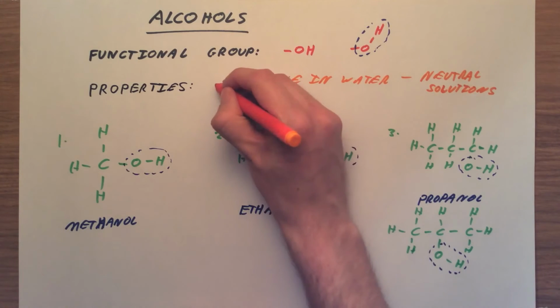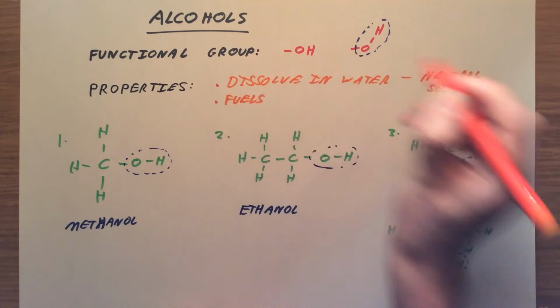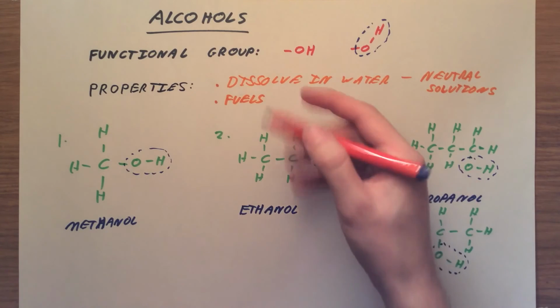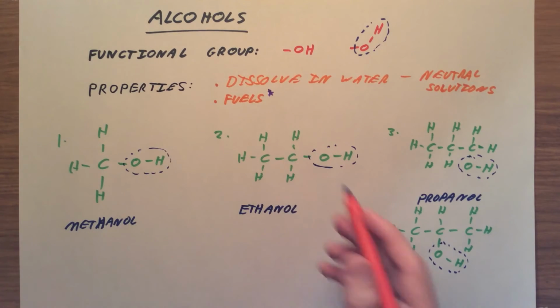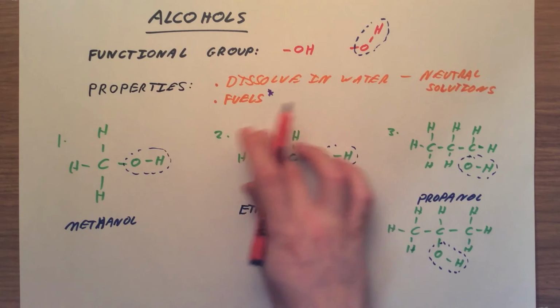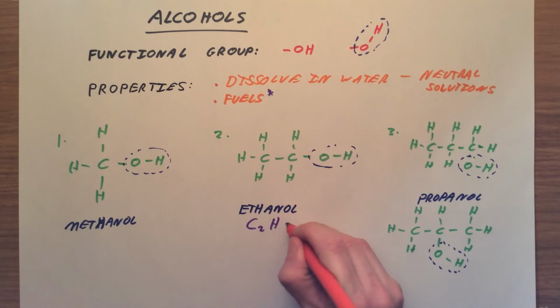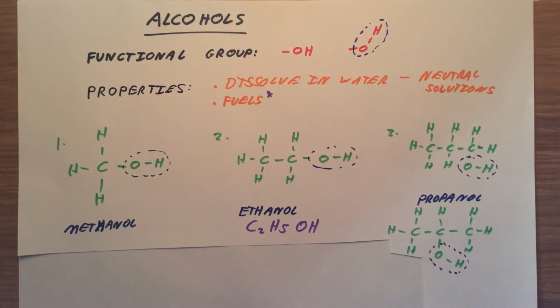They can be used as fuels because they burn in air. So if we put a little star here, we'll do an example of that. So ethanol, we could summarize the structure of this, and we could write this as C2H5, that's 1, 2, 3, 4, 5, and then OH. So we can then write a combustion equation for the combustion of ethanol.